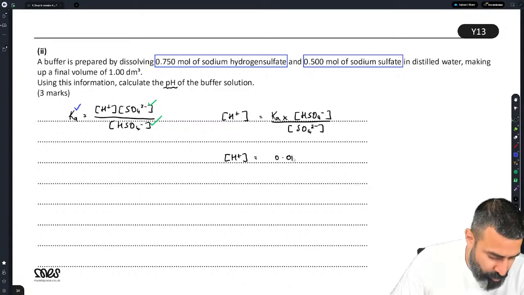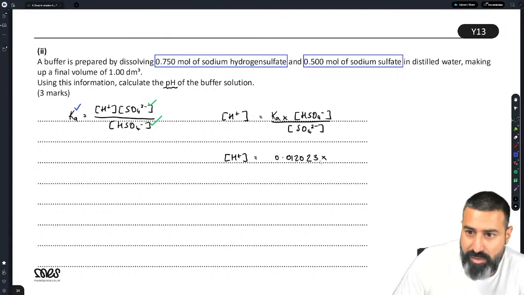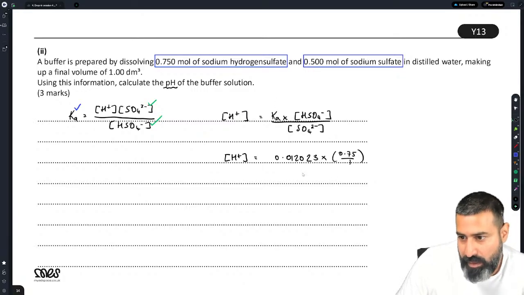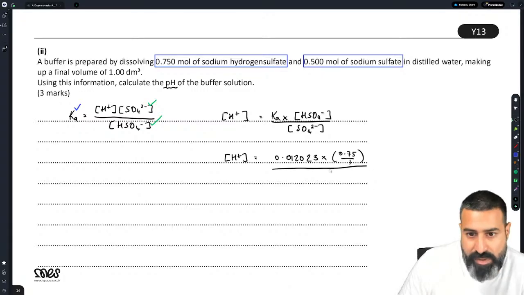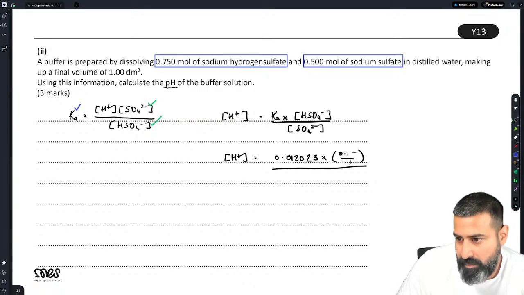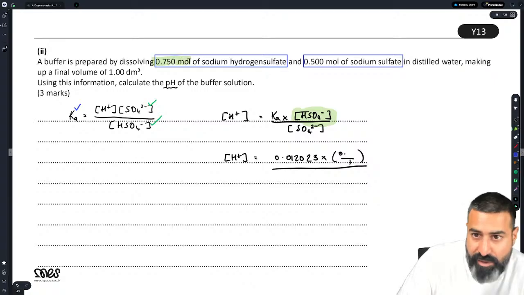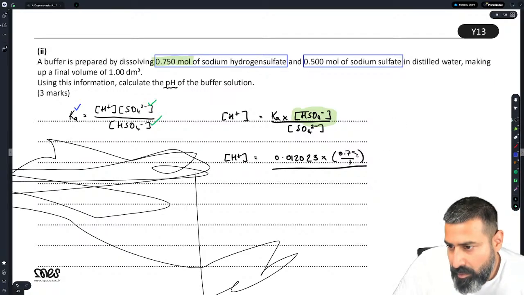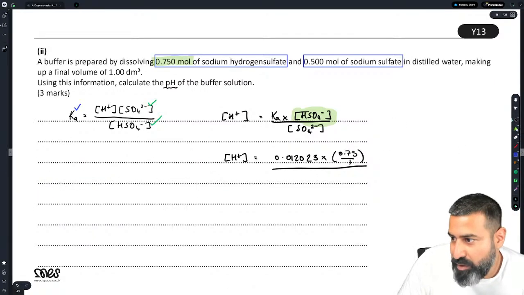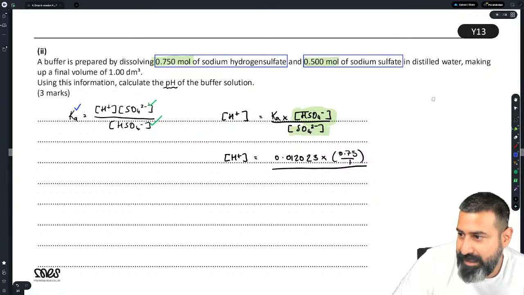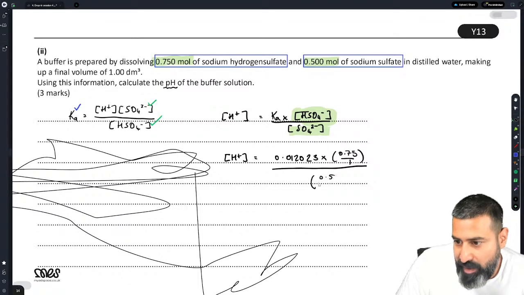So 0.012023 multiplied by the hydrogen sulfate, which is 0.75 over 1, if you want to do it that way, all over the sodium sulfate. Oh, wait, that's sodium sulfate. That should be 0.5. No, tell a lie. I'm bugging. That should be hydrogen sulfate, so it should be 0.75. Okay, and then all over the sodium sulfate, which is this one. So the sodium sulfate is that value, which is 0.5 over 1.